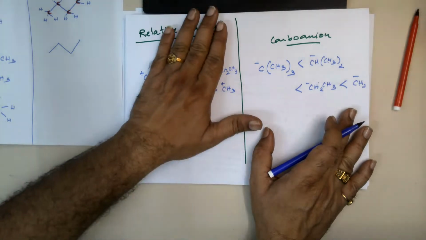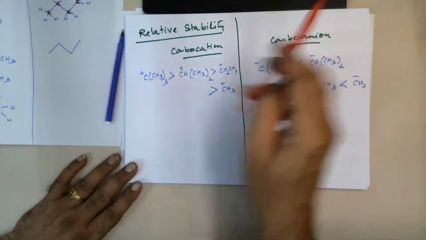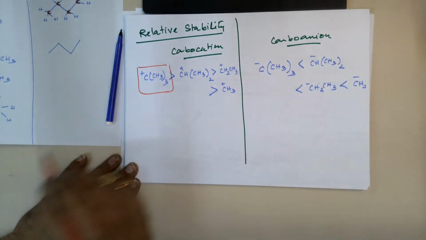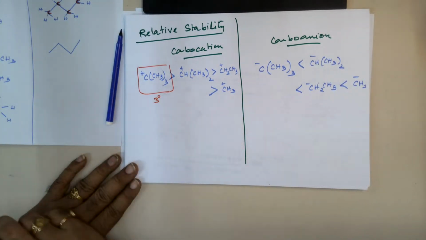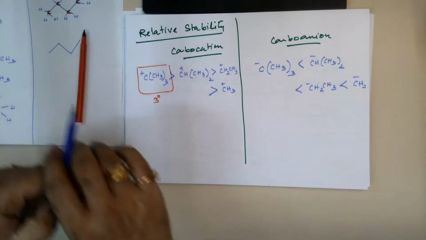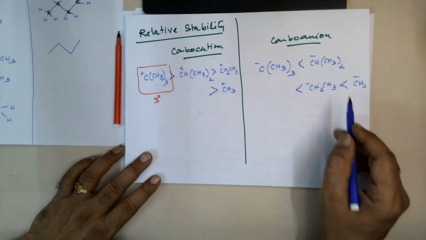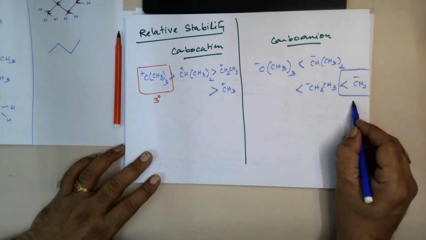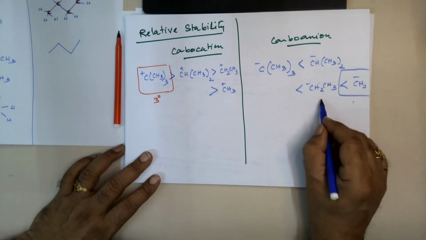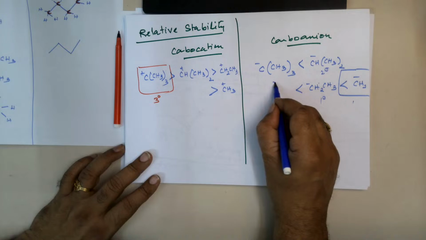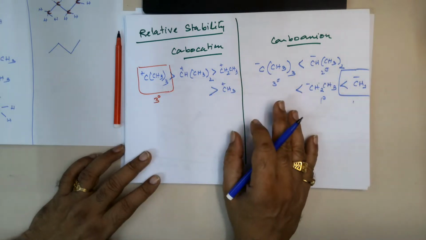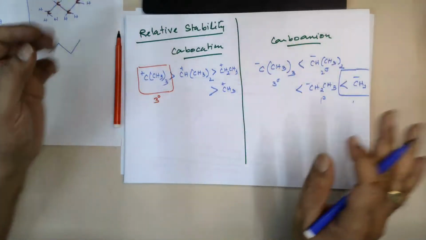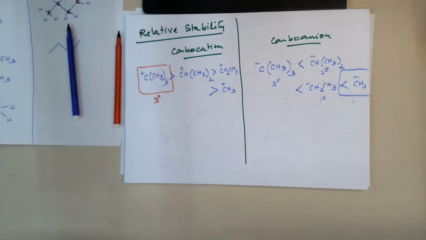As far as carbocation is concerned, which is the most stable ion? Tertiary ion is the most stable one. And as far as the carbanion is concerned, CH3 minus is the most stable. Okay, and this is 1 degree, this is 2 degree, this is 3 degree. This is just opposite. You remember one thing: if it is an anion, it is reversed. In that way, you can remember.